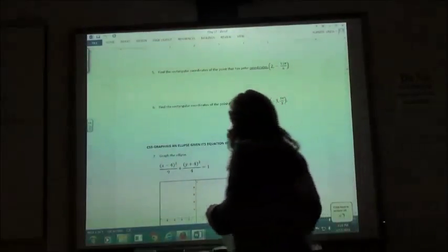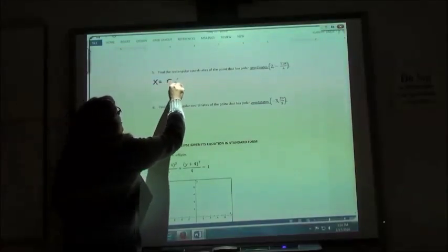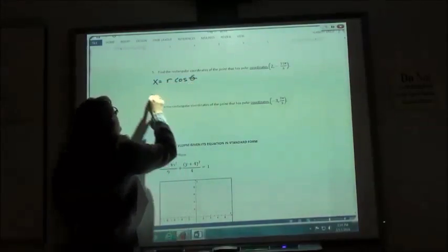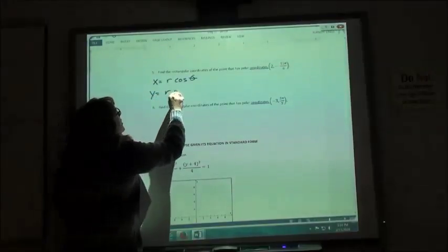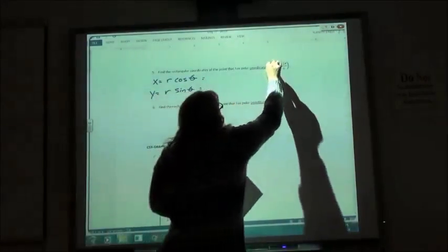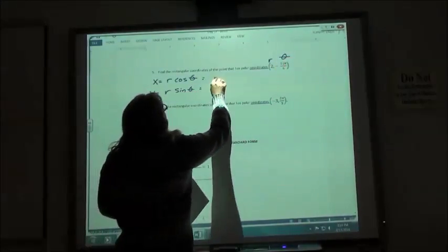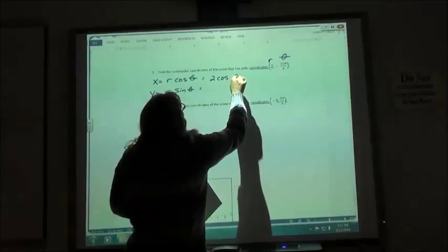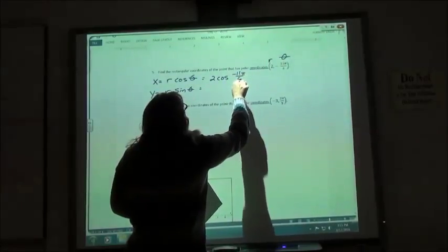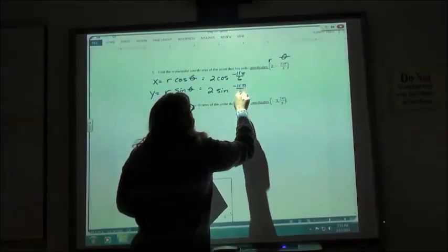So number 5, again, to find my X value, I'm going to take R times the cosine of theta. To find my Y value, R times the sine of theta. So in this case, this is my R value, this is theta. So I'm going to take 2 times the cosine of negative 11 pi over 6 and 2 times the sine of negative 11 pi over 6.